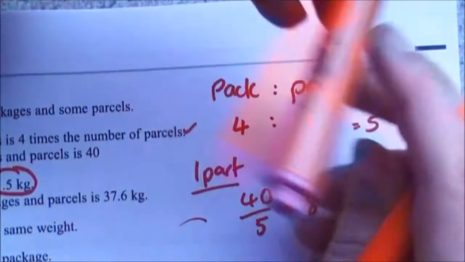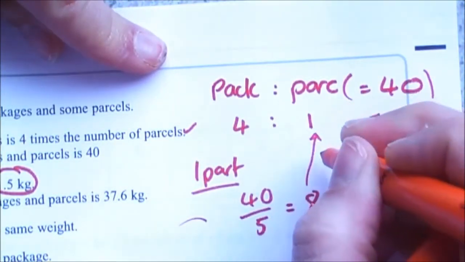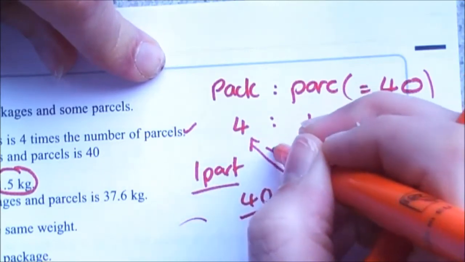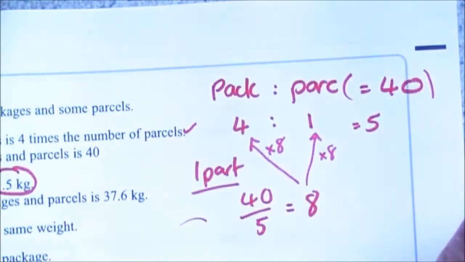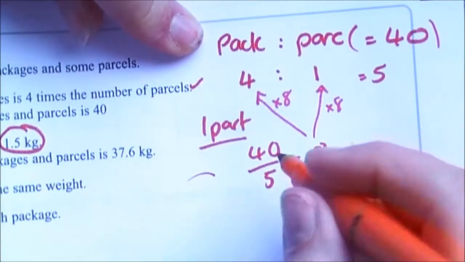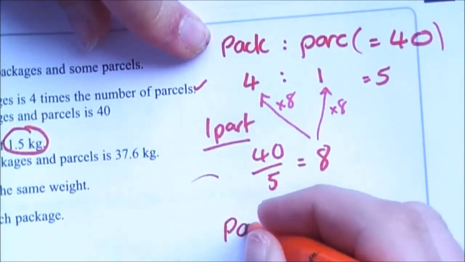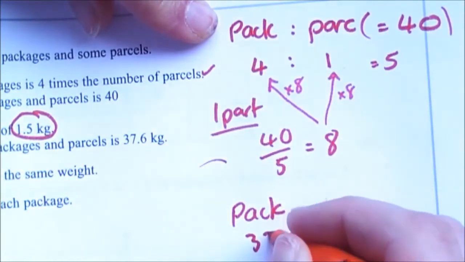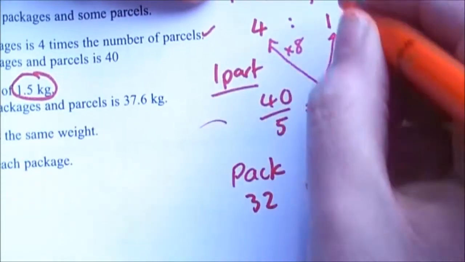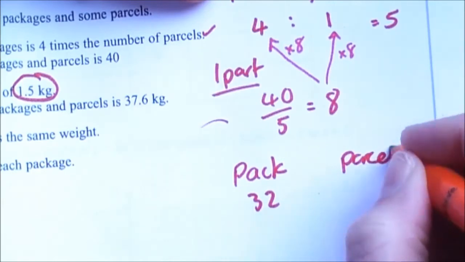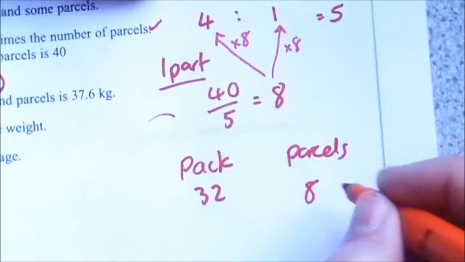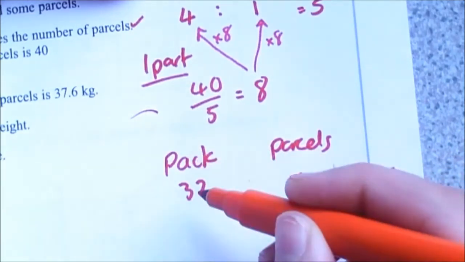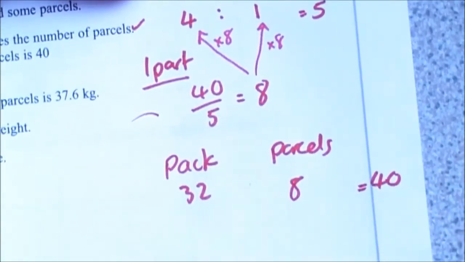So that means 1 part is worth 8 of whatever I'm dealing with. So here I've got 1 lot of 8, and here I've got 4 lots of 8. So I can actually now state that I have 4 times 8, which is 32 packages, and 8 parcels. And do they add up to 40? Yes, they do. So I know I've got 32 packages and 8 parcels.